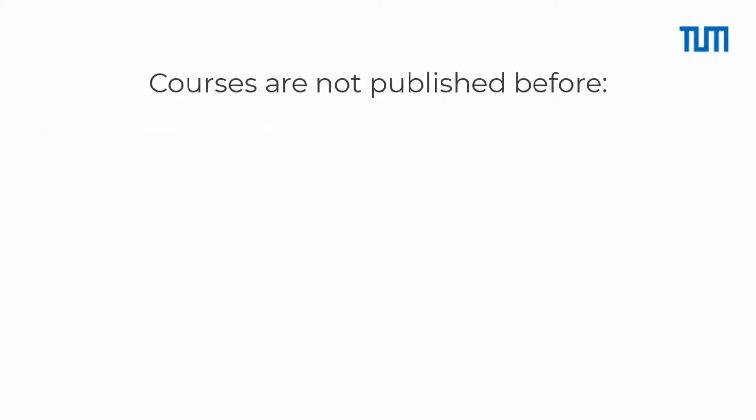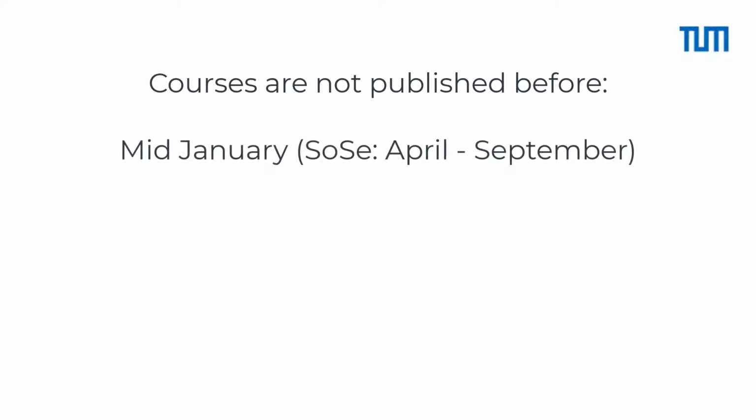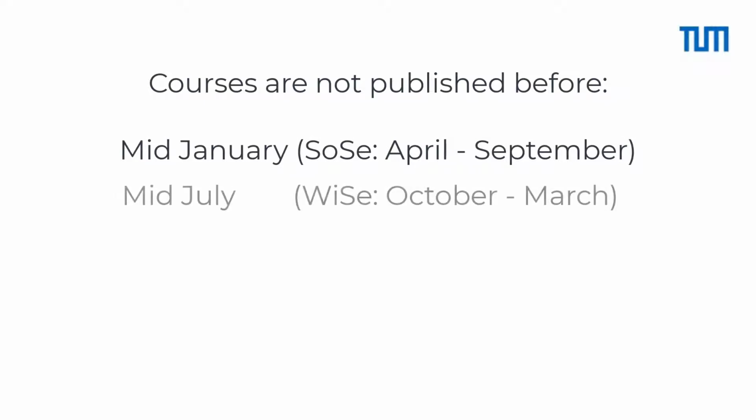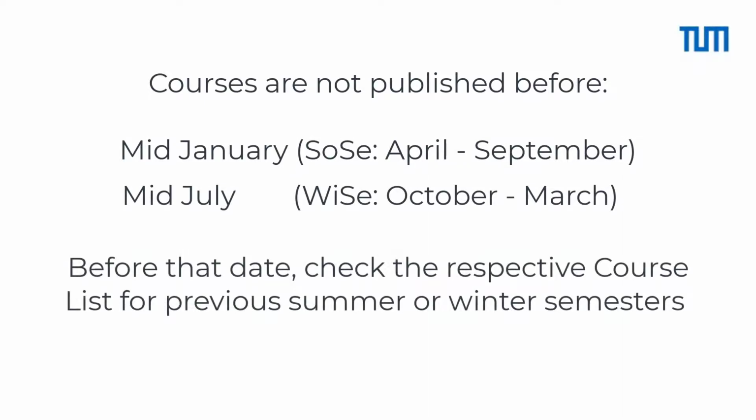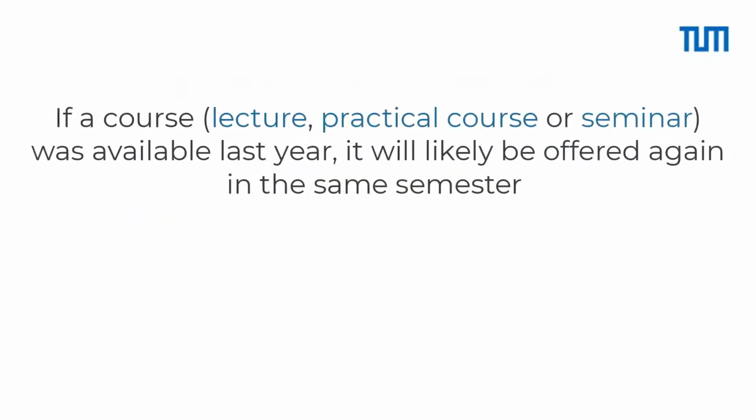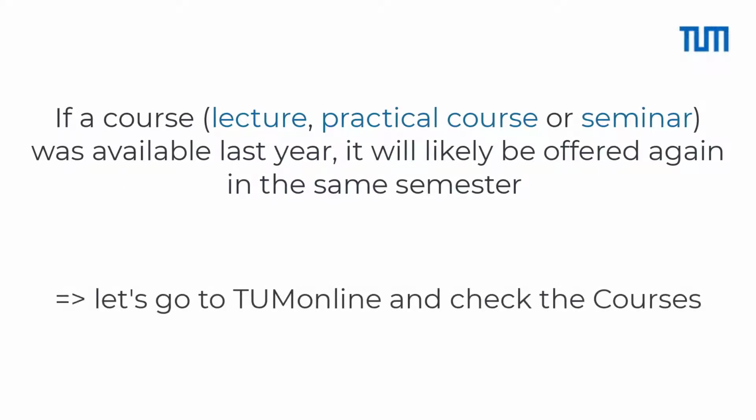A little note: it's important to consider that when searching for courses, they are not published before mid-January for the summer semester and mid-July for the winter semester. Before that date, check the respective course list for previous summer or winter semesters. If a course was available last year, it will likely be offered again.